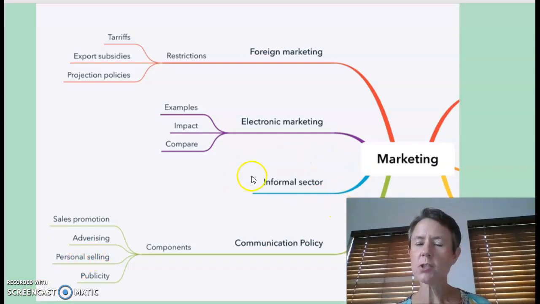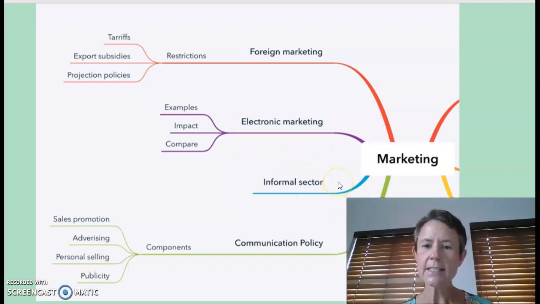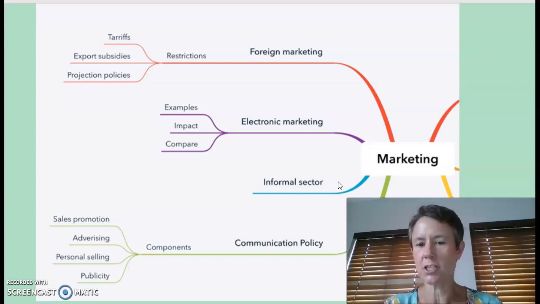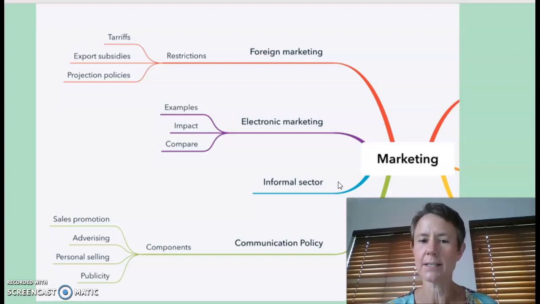Right, then we move on to the informal sector. This is a new small sector that's been added into this curriculum. And basically what we need to do here is define the informal sector and explain the advantages of using a kind of indirect distribution channel for this informal sector.